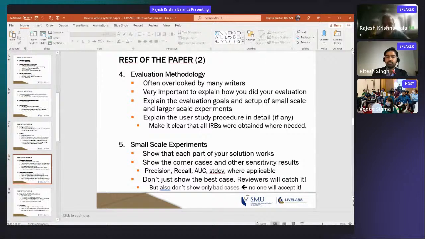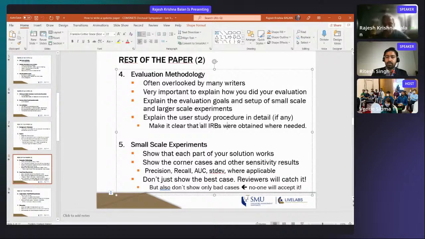Evaluation methodology. This is often overlooked by many writers. You just go straight into the evaluation without telling how you actually did it. A good evaluation needs to be clear to the reviewers, and most reviewers will not take your evaluation as real unless they actually understand how you did it, which means you need to talk about your methodology and convince them that you did it in a scientifically sound way, right? This includes making sure you have all the IRBs.